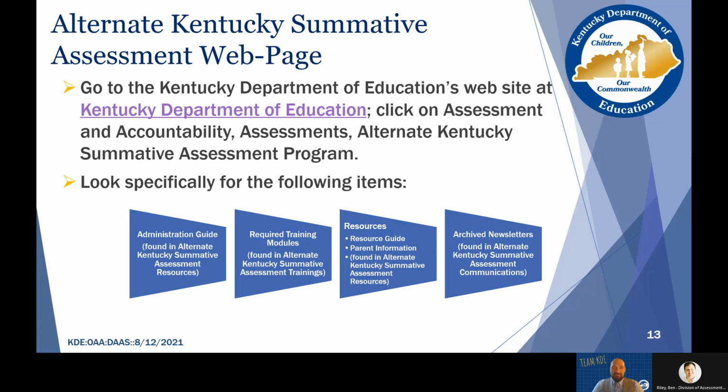If you are not familiar with the Alternate Kentucky Summative Assessment webpage, I encourage you to venture out on the KDE website. Locate the Assessment Accountability site on the homepage. Select the assessments in the drop-down box, and then double-click on the Alternate Kentucky Summative Assessment Program link.